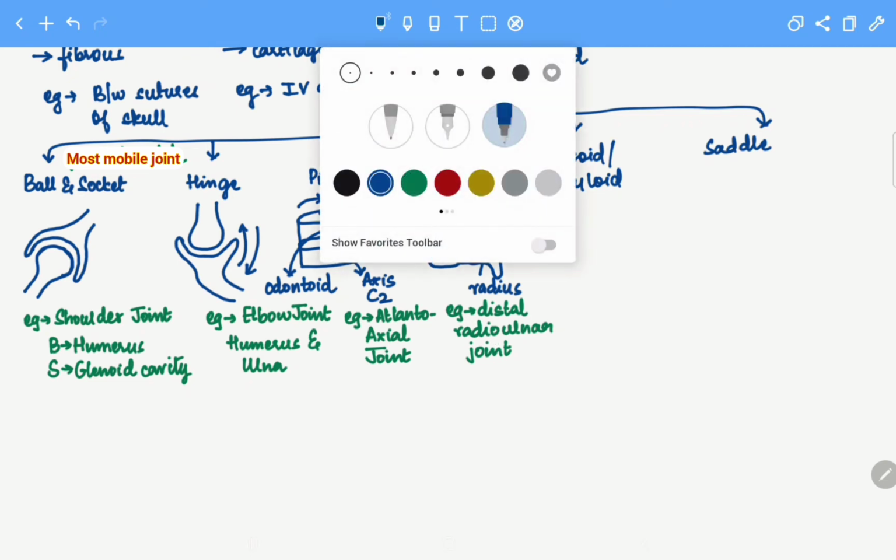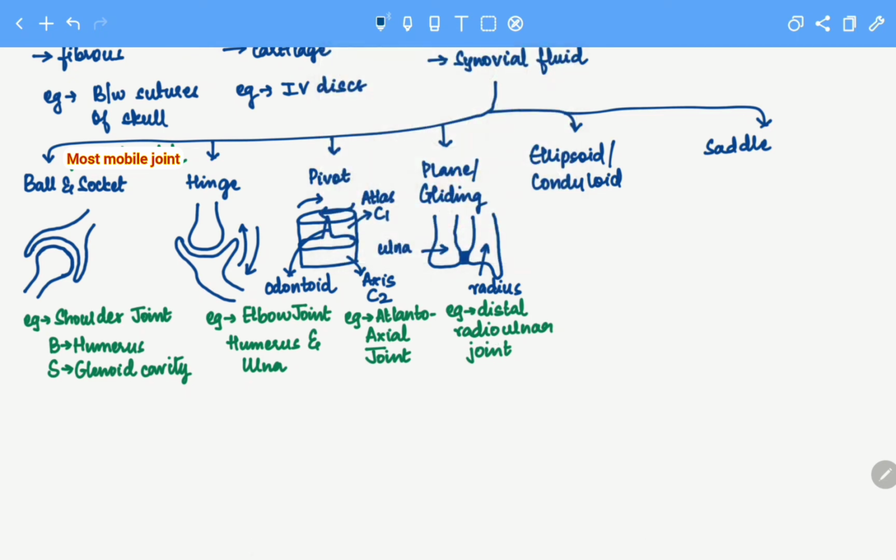Now we move to the ellipsoid or the condyloid joint. An ellipsoid or condyloid joint is a modified form of a ball and socket joint. It is just like a ball and socket joint, except the fact that the socket is not deep enough to act like a socket. Rather, it is very shallow. We draw a convex surface and a slightly concave surface.